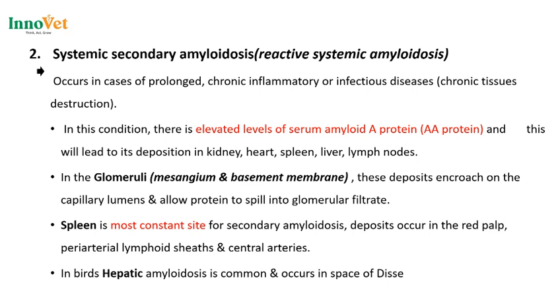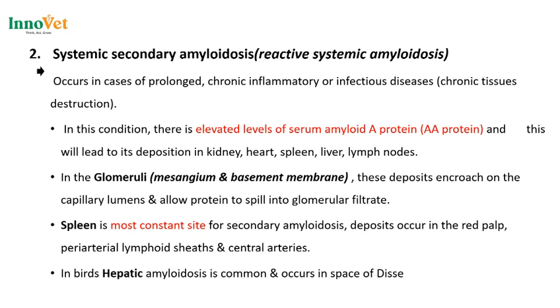Then when you look at the spleen, it is the most constant site for this type of amyloidosis, and the deposits will occur in the red pulp, the periarterial lymphoid sheets, and then the central arteries. In birds, hepatic amyloidosis is common, and it will occur in the space of Disse.